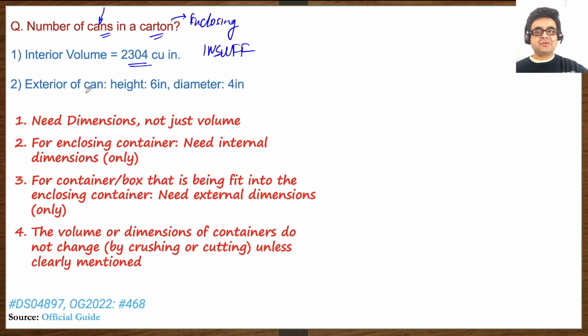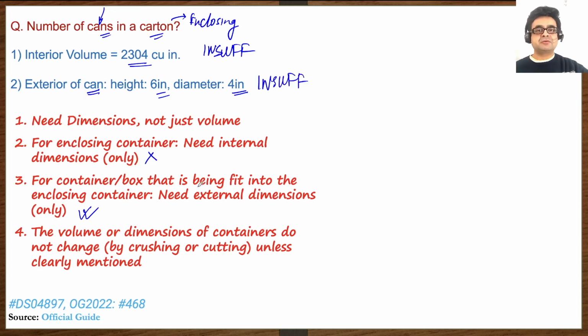The exterior of the can is given to us, so we are following the postulate number 3 very well. We are given the exteriors of the can, and since we are given that the can is cylindrical in shape, we can find its volume. However, we need all of this information, right? So we are not given, for example, internal dimensions of the enclosing container. We are given this, and since one of this information is not given, again, determining a fit is going to be impossible, insufficient.